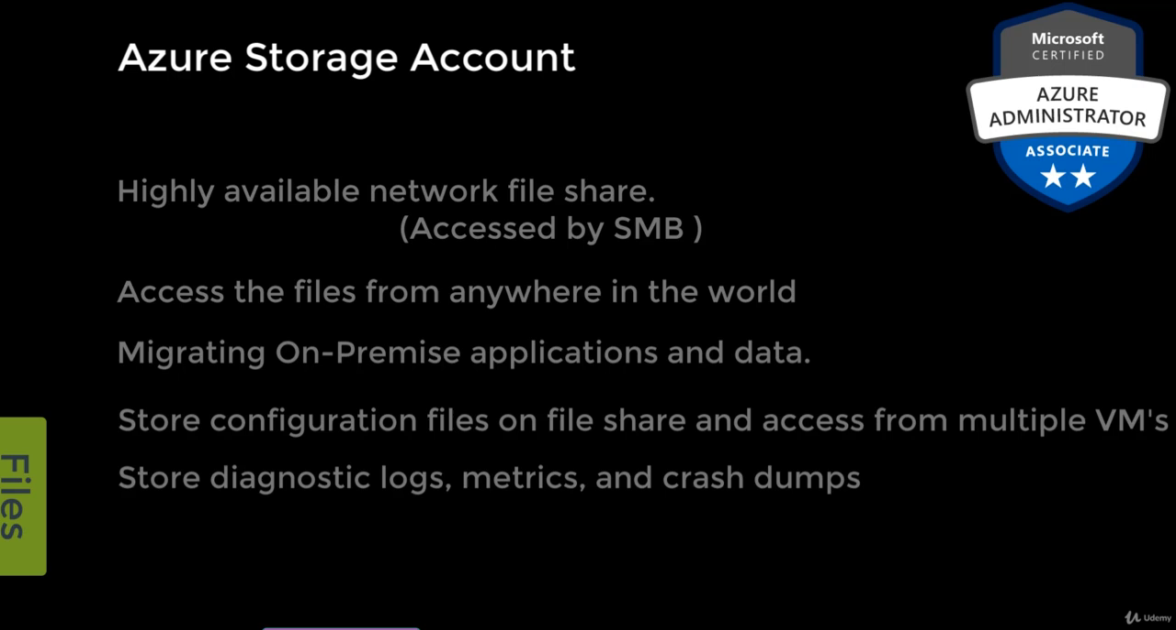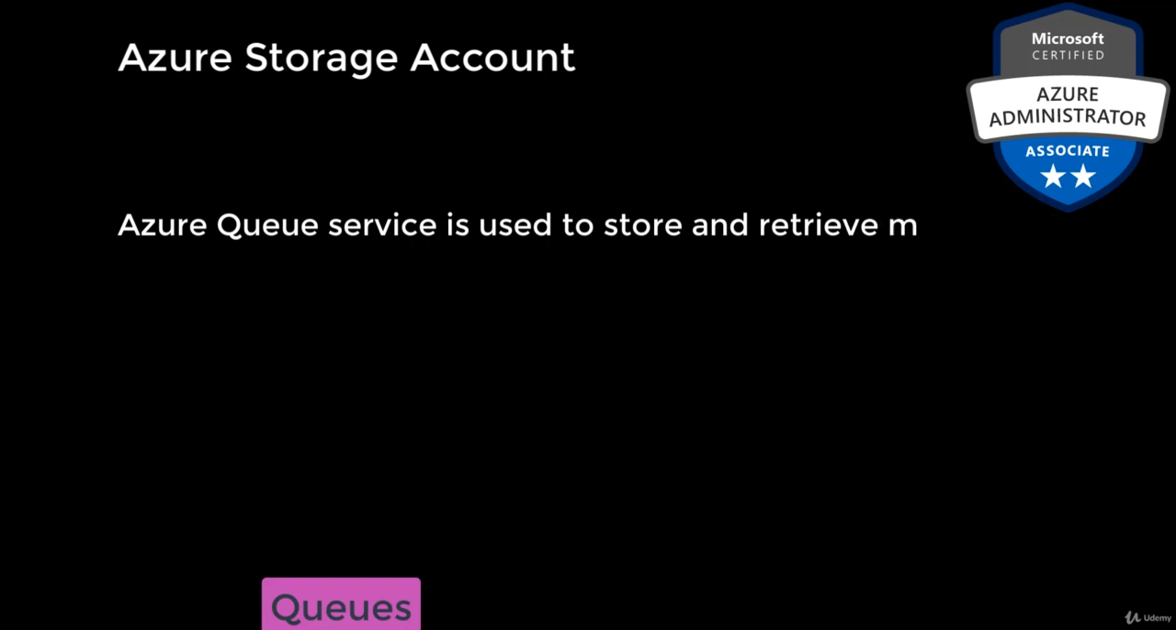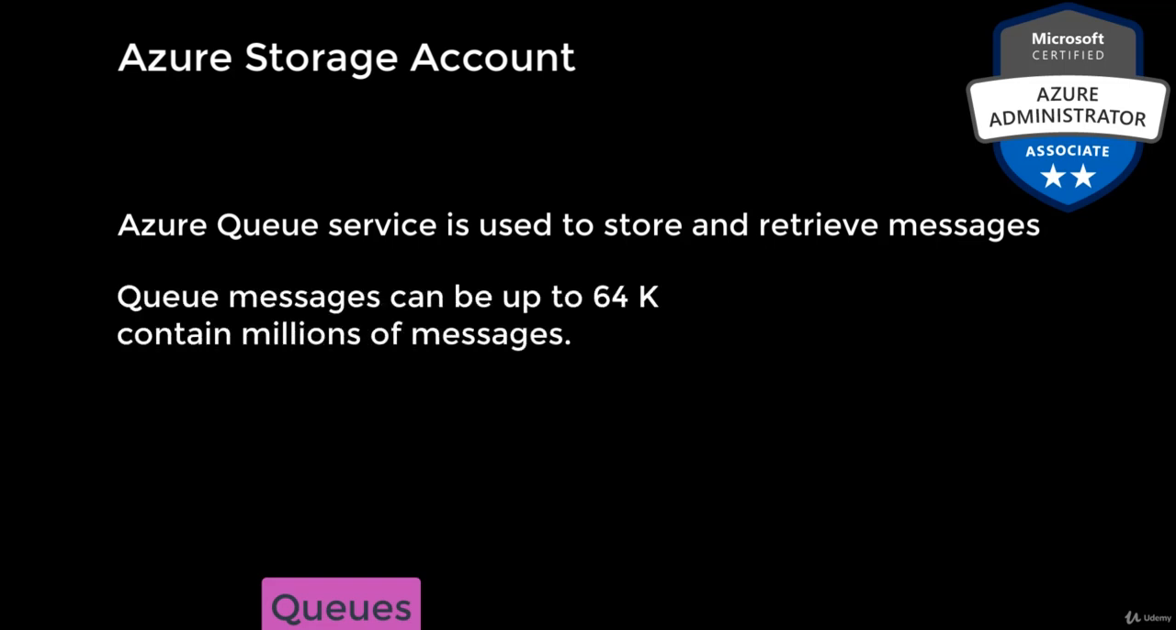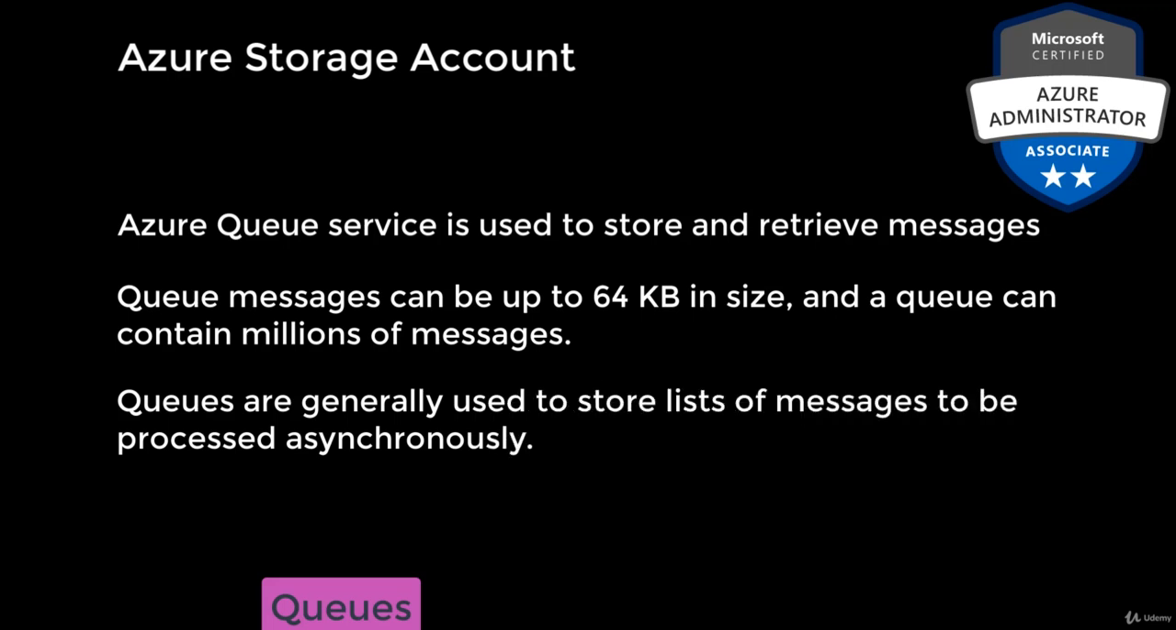Queue storage. Azure Queue Service is used to store and retrieve messages. These are usually done by applications. So when applications receive or store messages, Azure Queue can be used to store such messages for the applications. Queue messages can be up to 64 KB in size, and a queue can contain millions of messages. Queues are generally used to store lists of messages to be processed asynchronously.